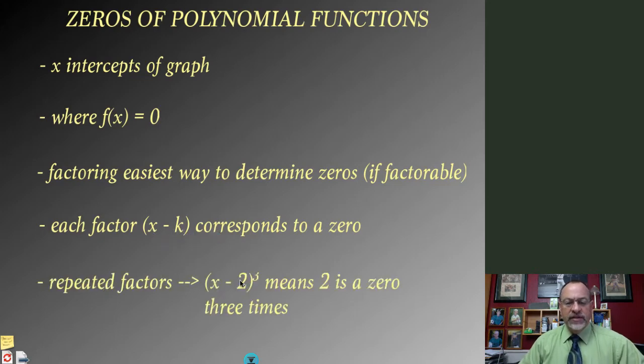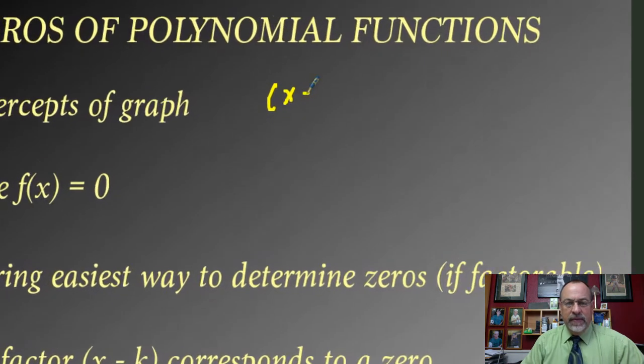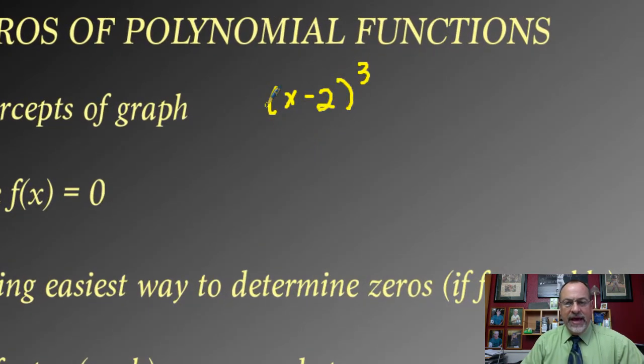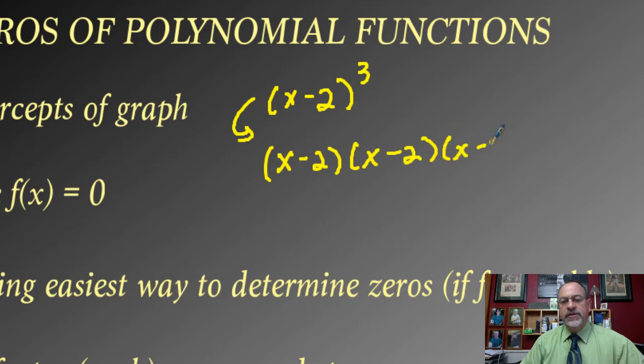Now, when you have x minus a number, or x minus k to a power, what that means is x minus 2 cubed actually means x minus 2 times x minus 2 times x minus 2. And each time, what would make each one of those 0? Well, 2 would make it a 0 each time, so 2 would be a zero 3 times. Let me just show you that real quickly. x minus 2 cubed actually means x minus 2 times x minus 2 times x minus 2.